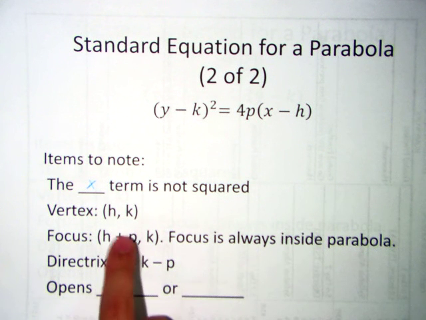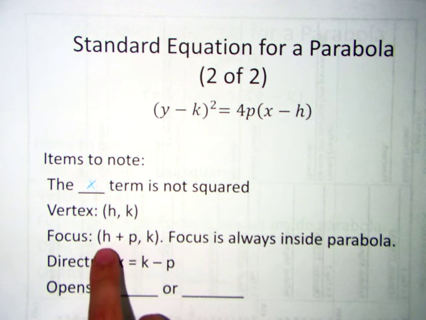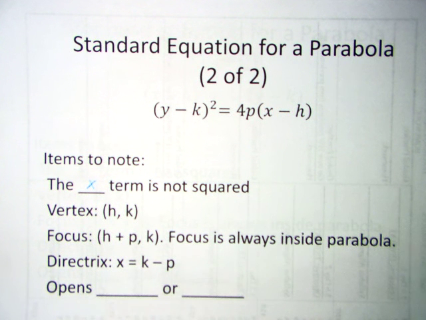We still have the same vertex, which is h, k, compared to the other equation. But this time we're adding p to the x value. So the focus will be h plus p and k. Again, that focus will always be inside the parabola. We'll talk a little bit more about that later.